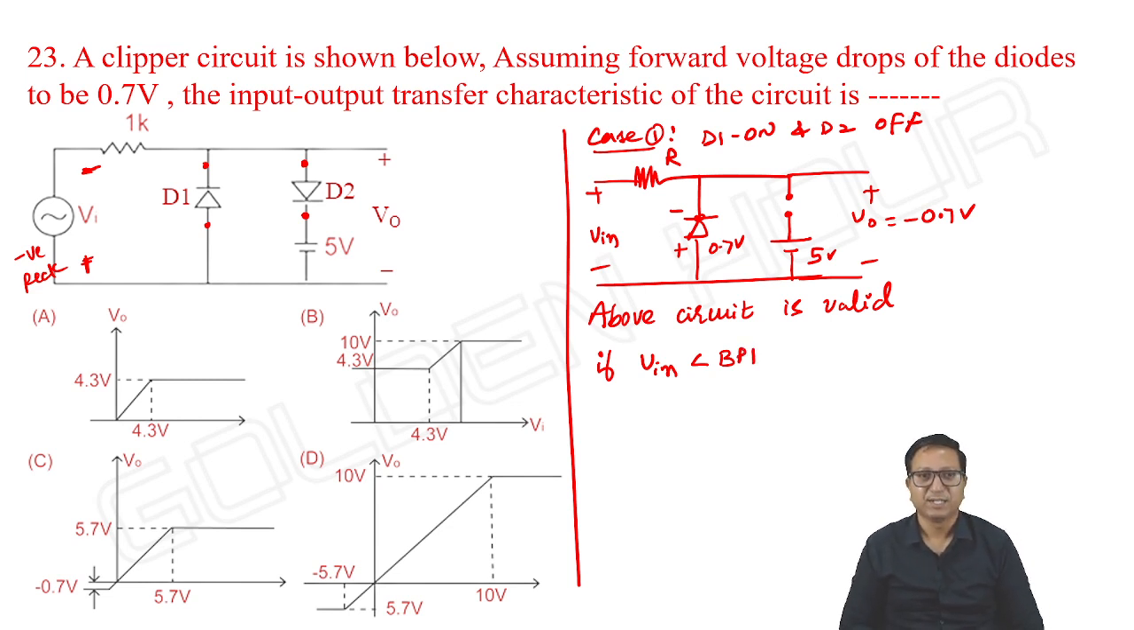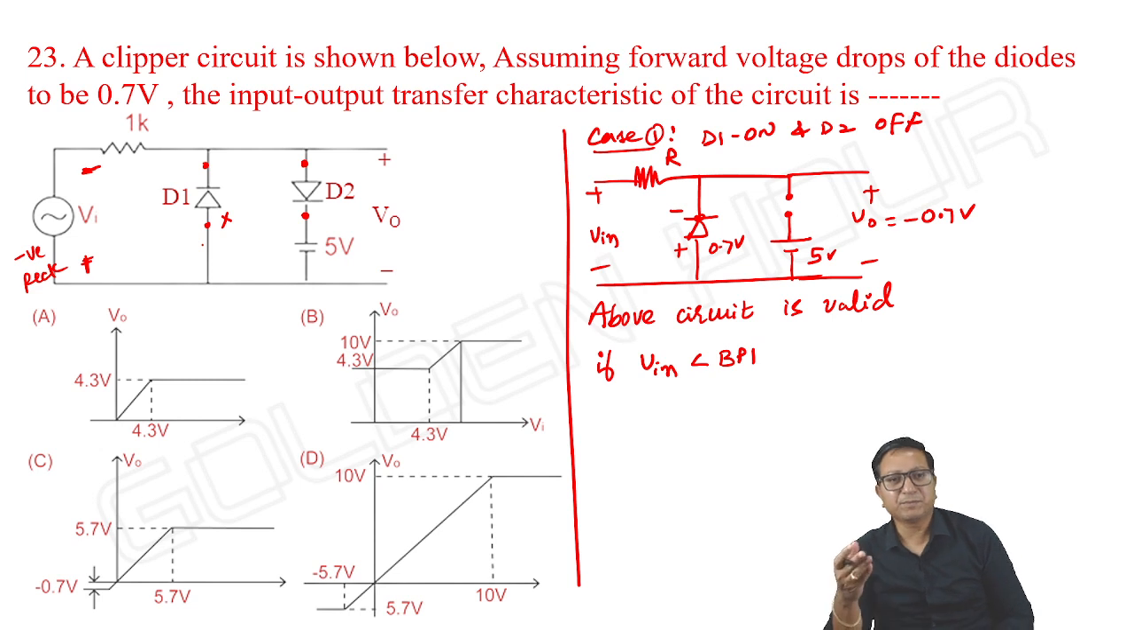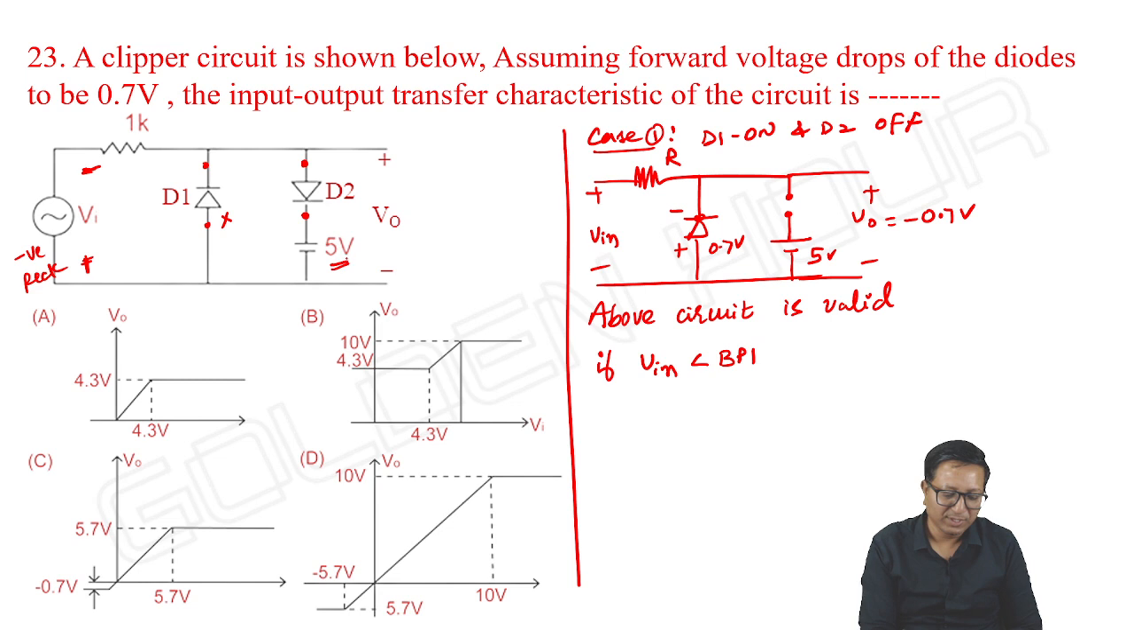Next, input is positive. Then D1 will be immediately off. Positive at the same time, it may be 1 volt, 2 volt, 3 volt, and it is less than 5 volts. For D2 to conduct, input should be more than 5 volts. So I am taking a case where input is positive but less than 5. Instead of saying 5, I am saying breakpoint 2. Then, as input is positive, D1 is off and D2 is also off. Both D1 and D2 are off.